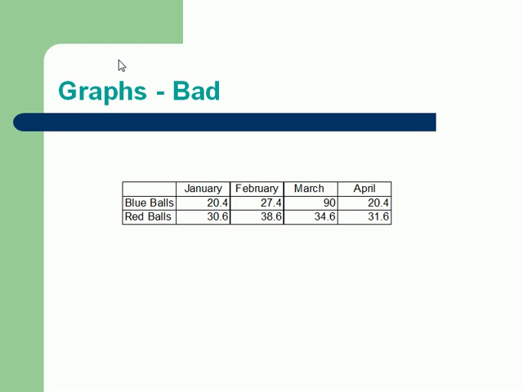Maybe this is my profit in millions. Ooh, I made $20.4 million in April by selling blue balls and $31.6 million by selling red balls. Ooh. So I have no idea what these numbers mean. They're ridiculous. Maybe the blue balls are calorie count balls. It's candy. So there's 20 calories in the blue ball in April, down from the 90 calories in March.